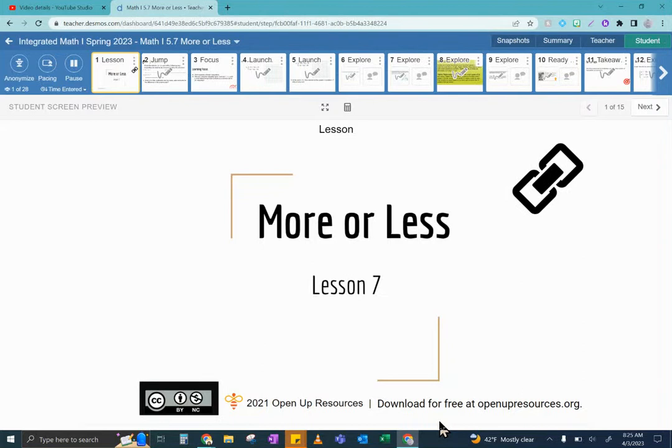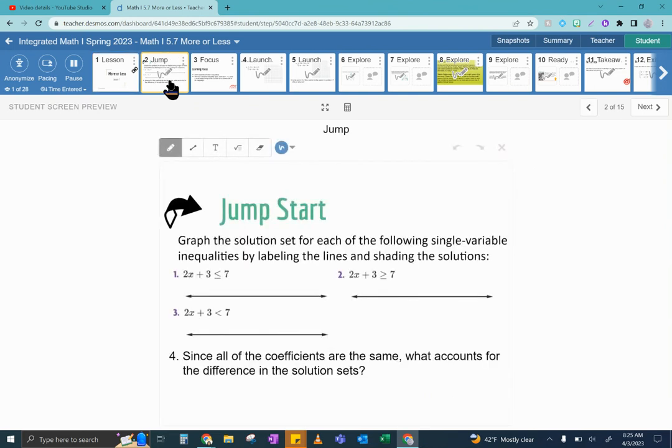So we're doing a lesson called More or Less, and we're going to be able to solve, graph, and write systems of inequalities. In this lesson, there's nothing new that you're going to learn. All of it is something that you already know how to do. Okay. So in this jumpstart, go ahead and try this one on your own.